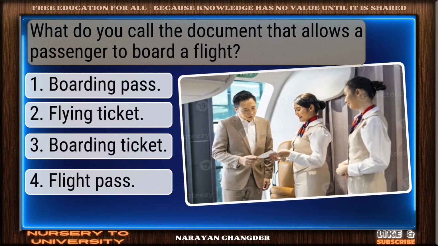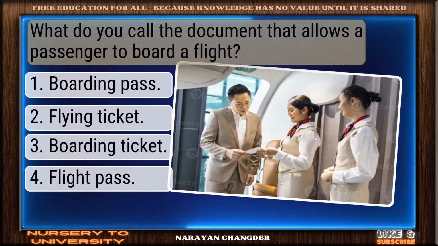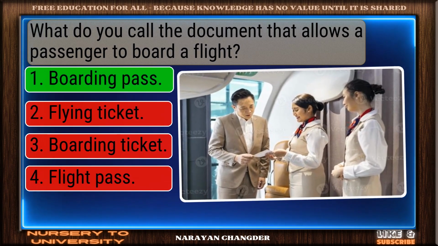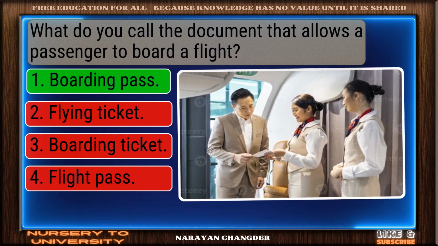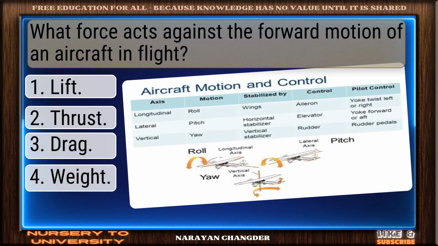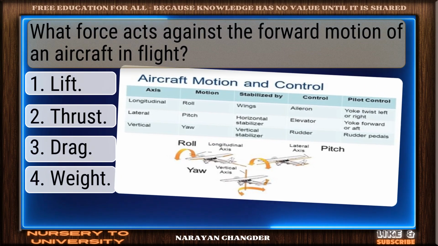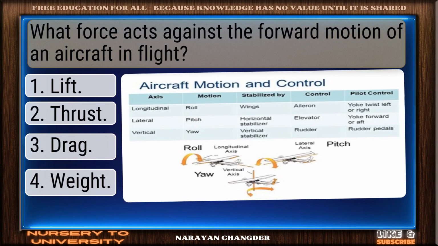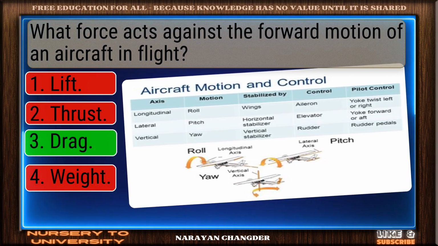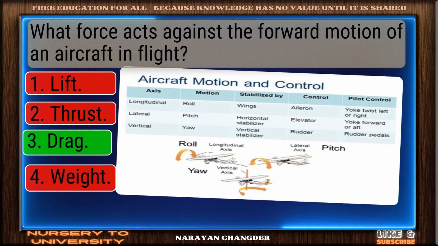What do you call the document that allows a passenger to board a flight? Good job. Your answer, boarding pass, works well here. What force acts against the forward motion of an aircraft in flight? Sharp thinking. Drag is the right choice.